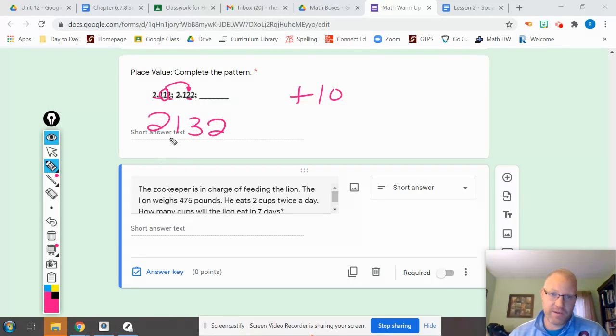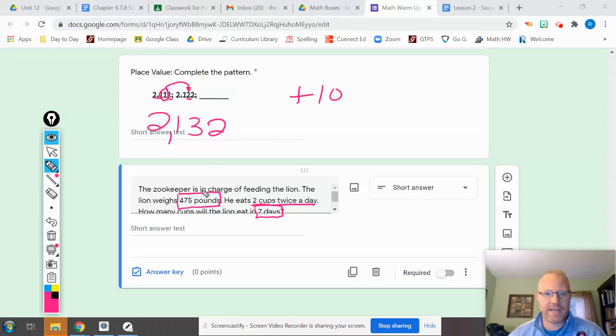2,132. You got it. The zookeeper is in charge of feeding the lion. The lion weighs 475 pounds. He eats 2 cups twice a day. How many cups will the lion eat in 7 days?